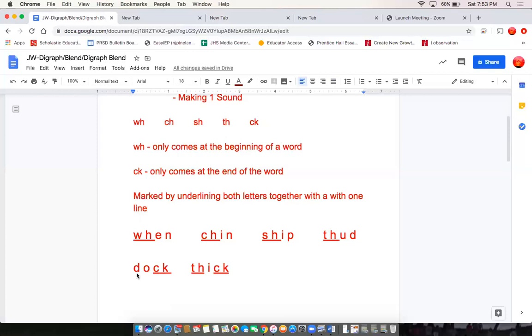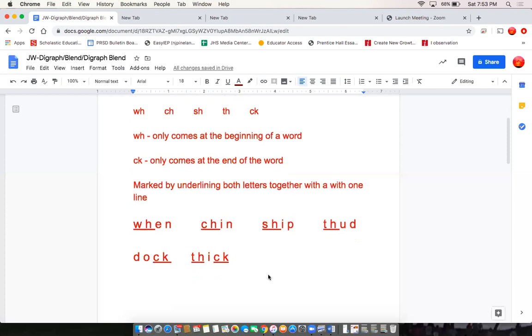Dock, D-O-C-K, the C-K is the digraph in that one, so the C and the K are underlined with one line. And then you have T-H-I-C-K, and the word is thick. In that word, we have two digraphs. TH is a digraph, as is CK. So TH is underlined together with one line, and the same thing for CK.